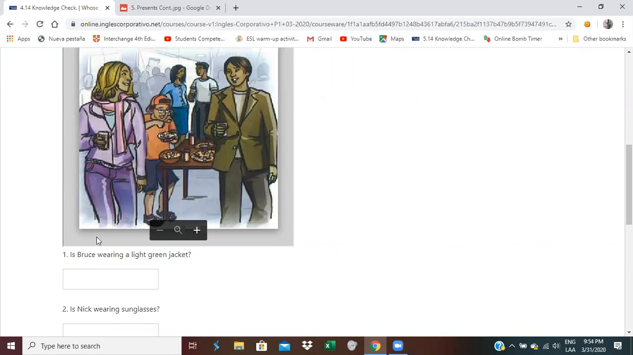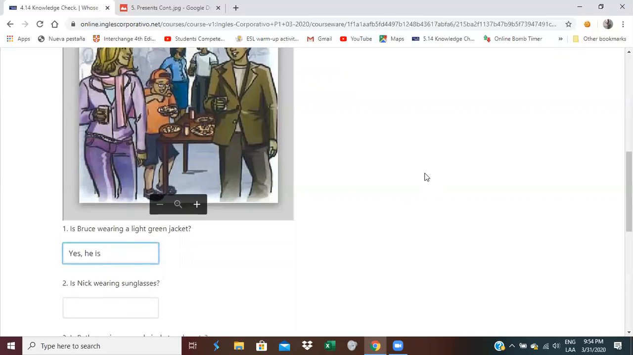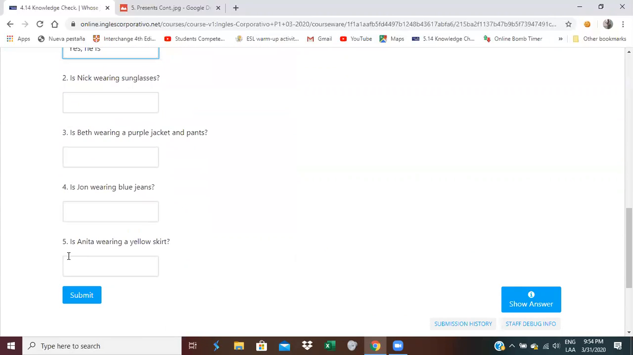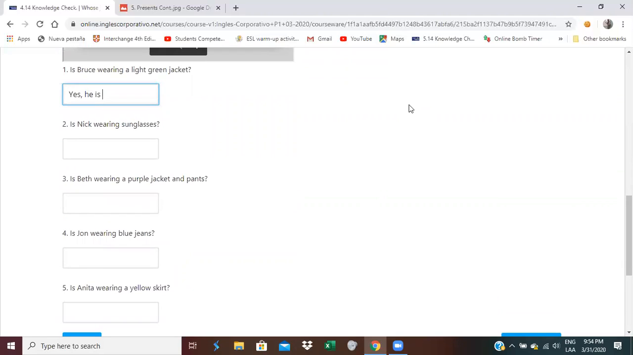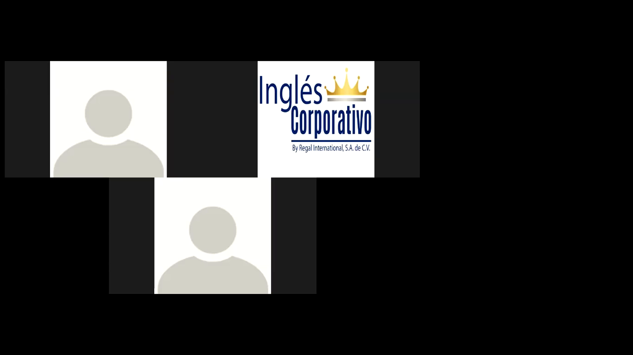For example, is Bruce wearing a light green jacket? What is your answer? Yes, he is, or no, he isn't? Yes, he is. Yes, he is correct. So you're going to do 2, 3, 4, and 5. You have 5 minutes. Work in pairs.